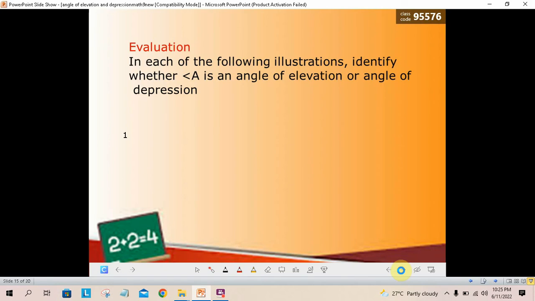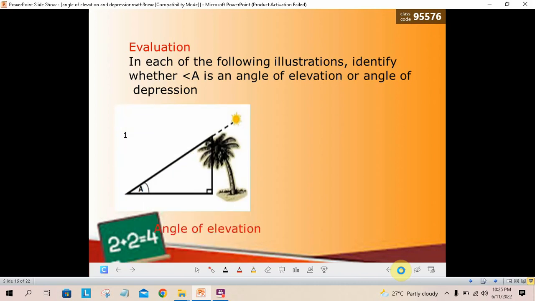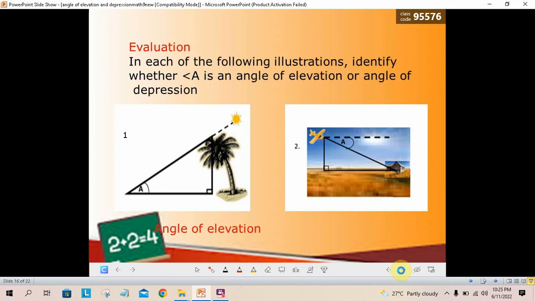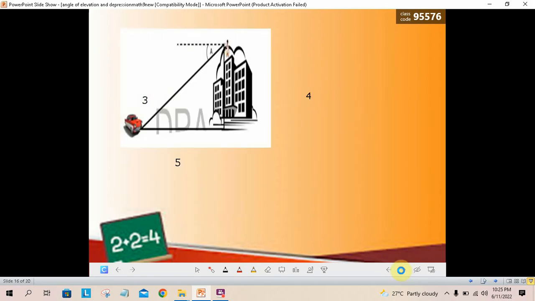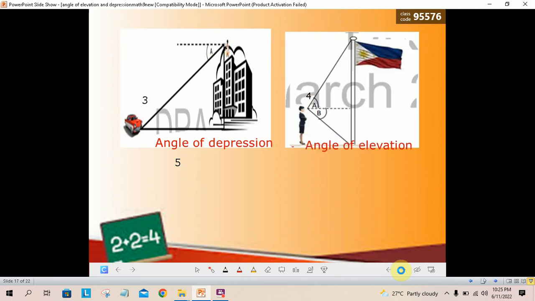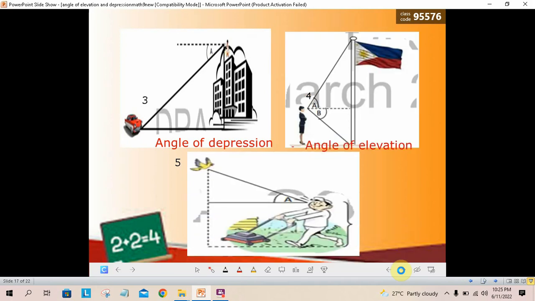And then you can answer this, or you can check already your answer. For number 1, angle of elevation. For number 2, angle of depression. For number 3, angle of depression. Number 4, angle of elevation. And for angle A, number 5, is called angle of elevation. Well, congratulations for those who got a perfect score. That's 10 over 10. 2 points each.